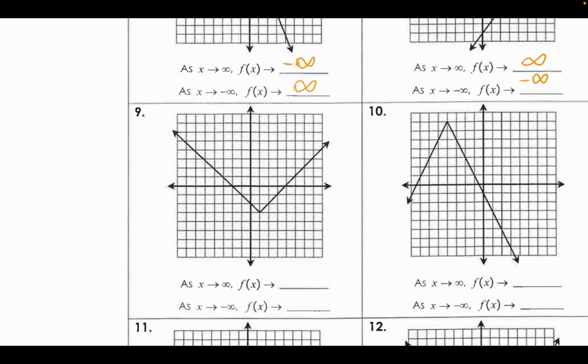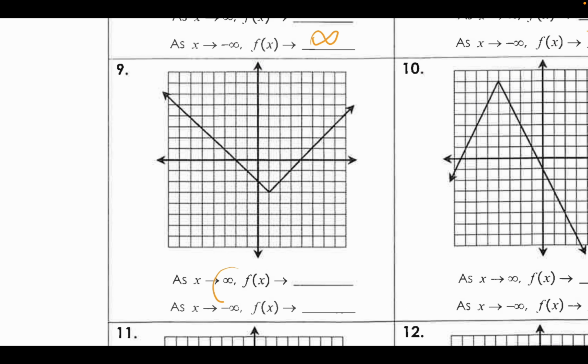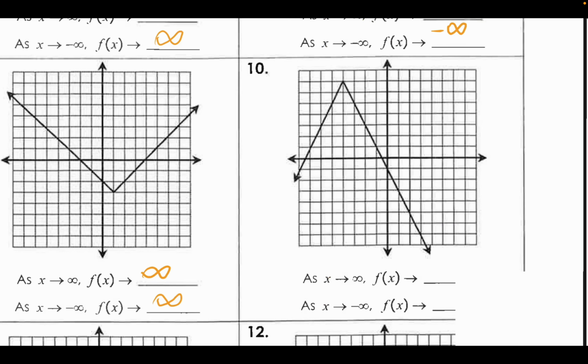Number 9 here. As x goes to positive infinity, as we go forever right, the y values are going up forever, so that's positive infinity. As we look this time, as x goes to negative infinity, the y values are again going up. So the y values are again going to positive infinity. In this case, both sides, whether we're going to the left or to the right, the y values are increasing forever to positive infinity.